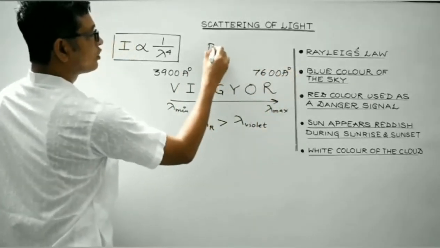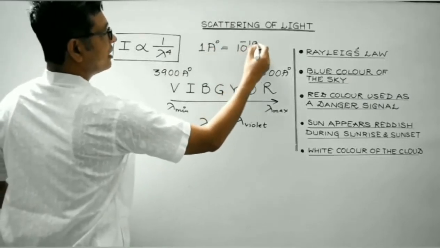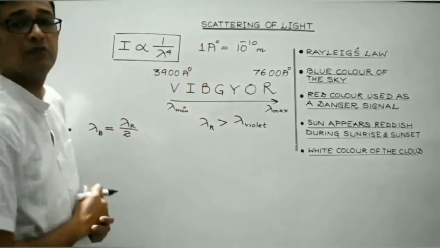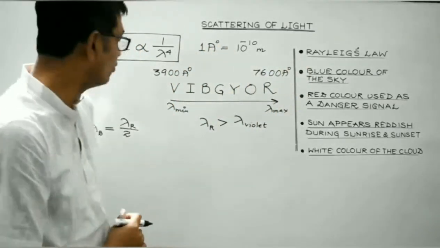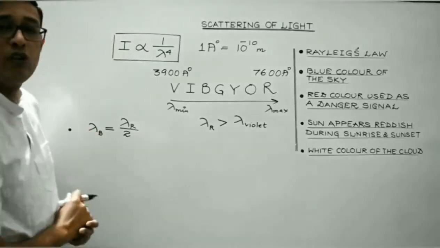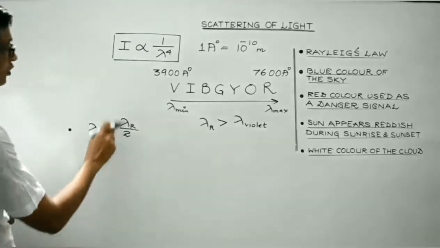And here 1 angstrom is 10 raised to power minus 10 meter. The SI unit of wavelength is meter. So this is the range of the visible spectrum. And it is found that the wavelength of the blue color is half the wavelength of the red color. So make use of this over here.